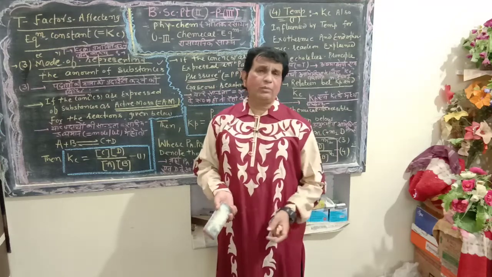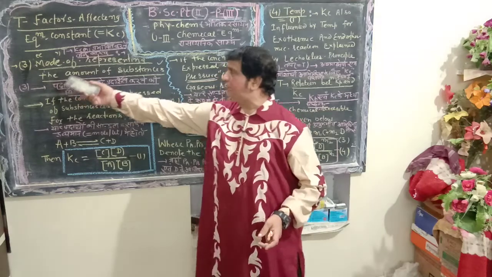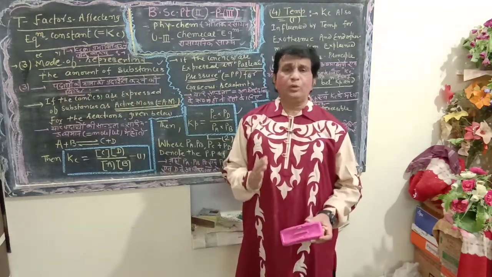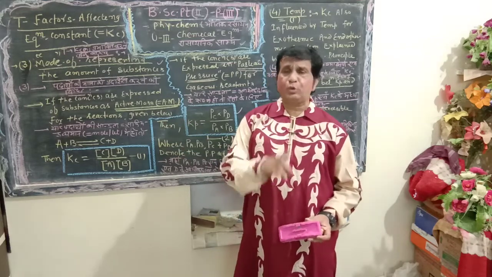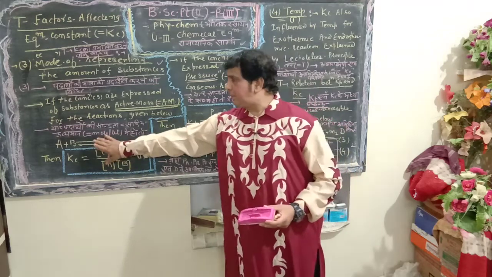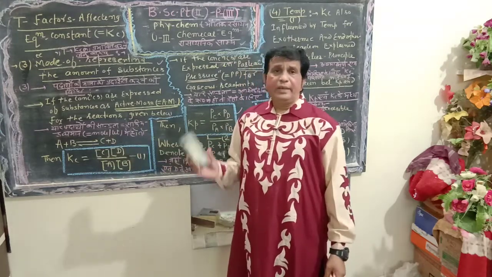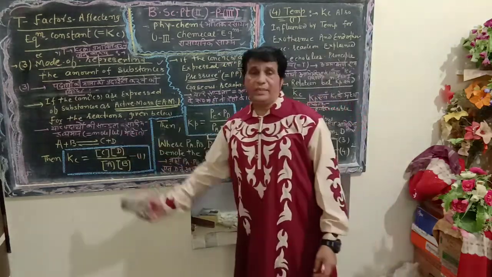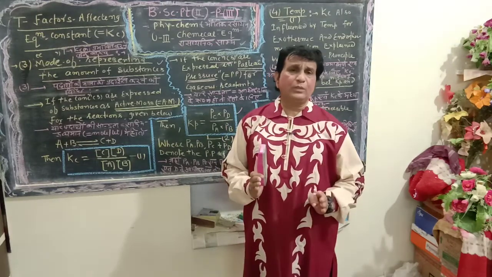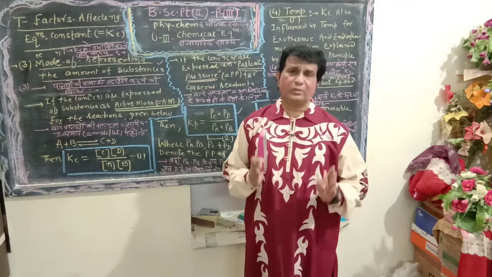The third one is the mode of representation, the amount of substances. Dear students, I mention on the blackboard two types of reversible reactions. First, reaction A plus B reacts with each other to produce C plus D. In this case, suppose we are using the concentration as active mass in mole per liter, in liquid or solid phase.